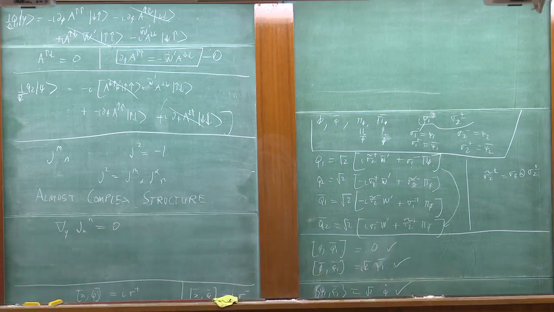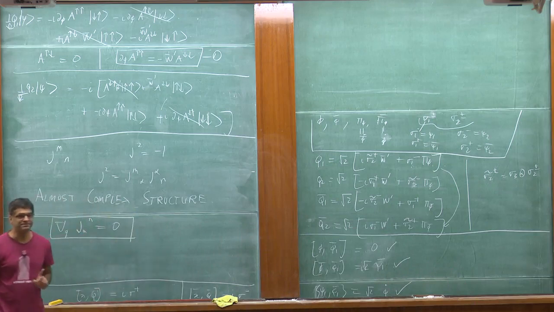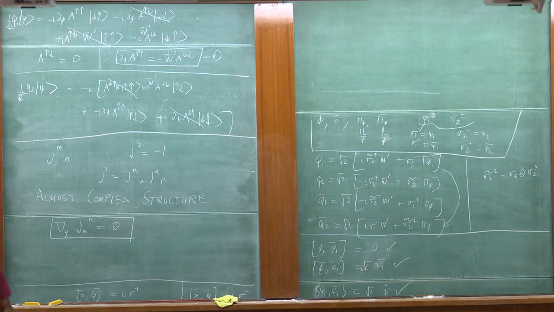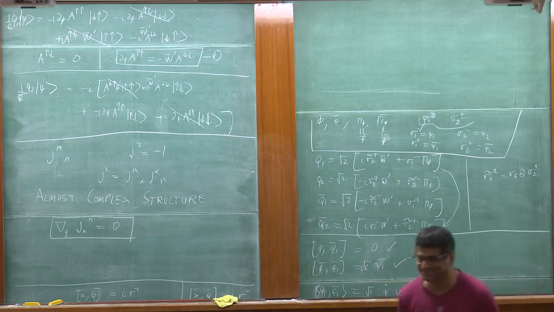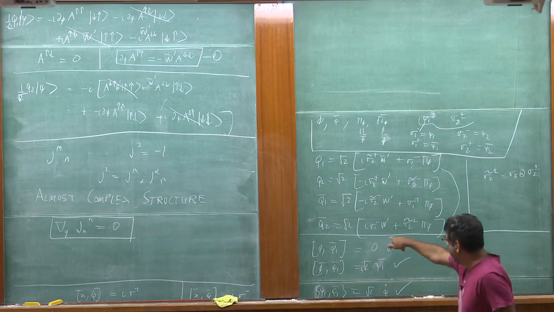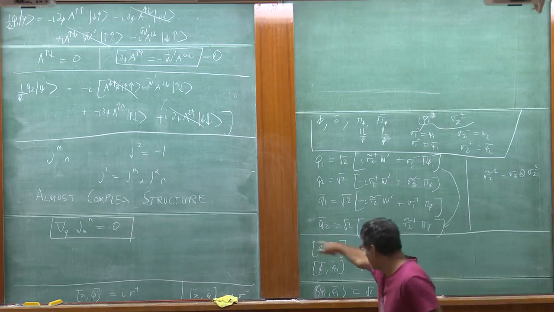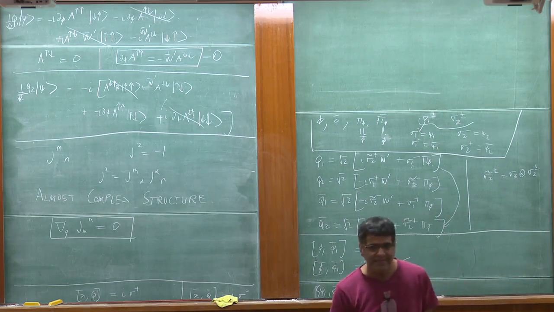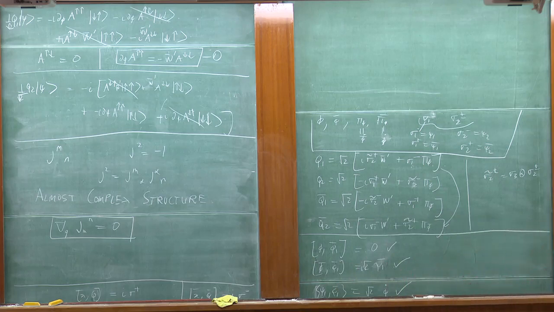So if this is true, that your J's are covariantly constant, then this almost complex structure is upgraded to a complex structure. Okay? Now one can work out algebraically what this covariant constancy of this J means. It's clearly some 3-index tensor, 2 down, 1 up, or 2 up, 1 down, whatever.